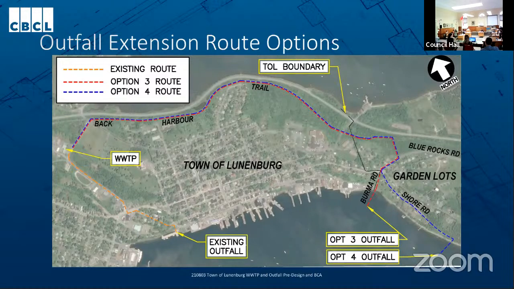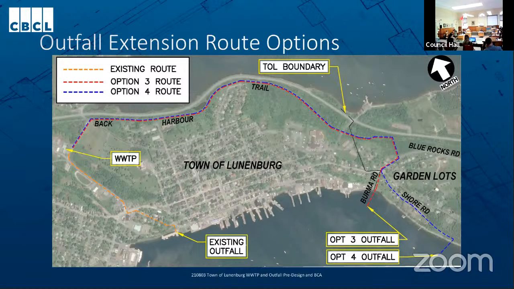For option 4, the pipe stays as a pressurized pipe until a location on Shore Road, and there it flows into a manhole and becomes a gravity pipe for the rest of the way down Shore Road, both the maintained length of Shore Road and also the unmaintained length of Shore Road, until it comes down to the coast and goes again about 100 meters offshore.